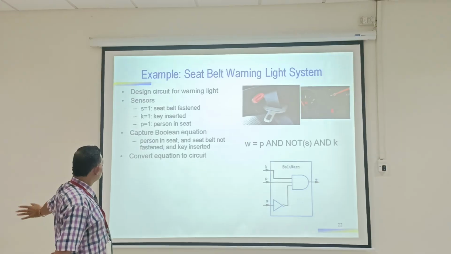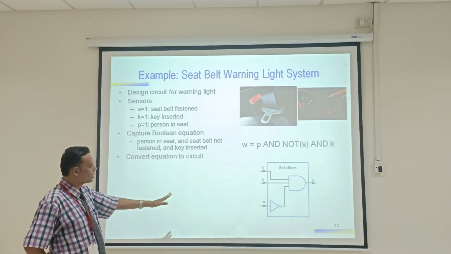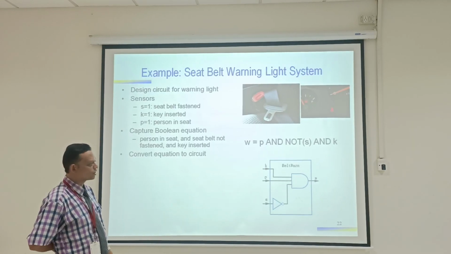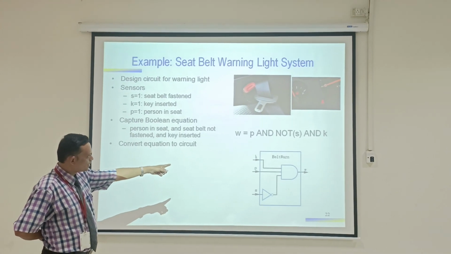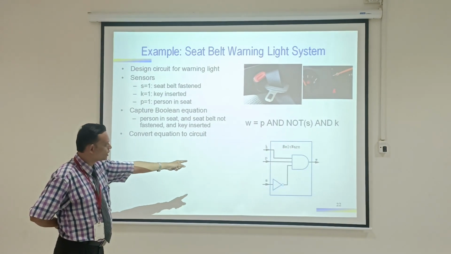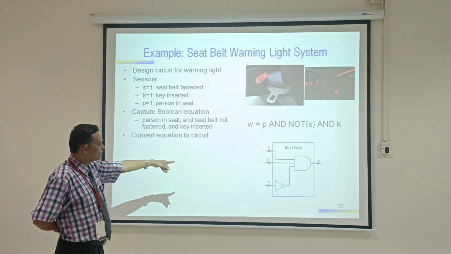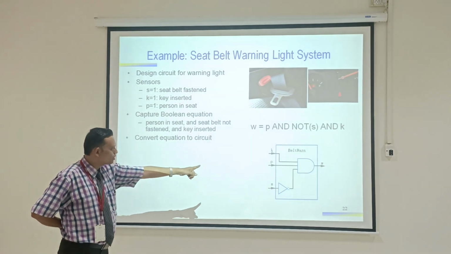So we see how it is happening. This is the diagram. With the help of a simple AND gate, this operation can be performed. What is K? Key inserted. If the key is inserted properly, 1 will go there. And what is P? Person sitting in the seat. If he is sitting properly, 1 will go there.